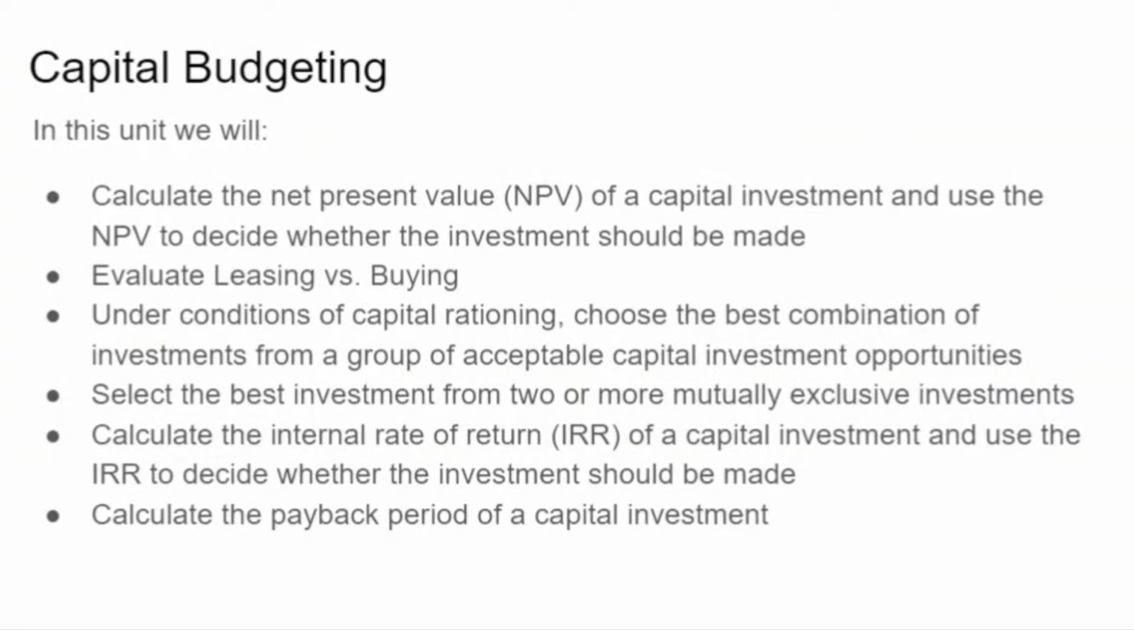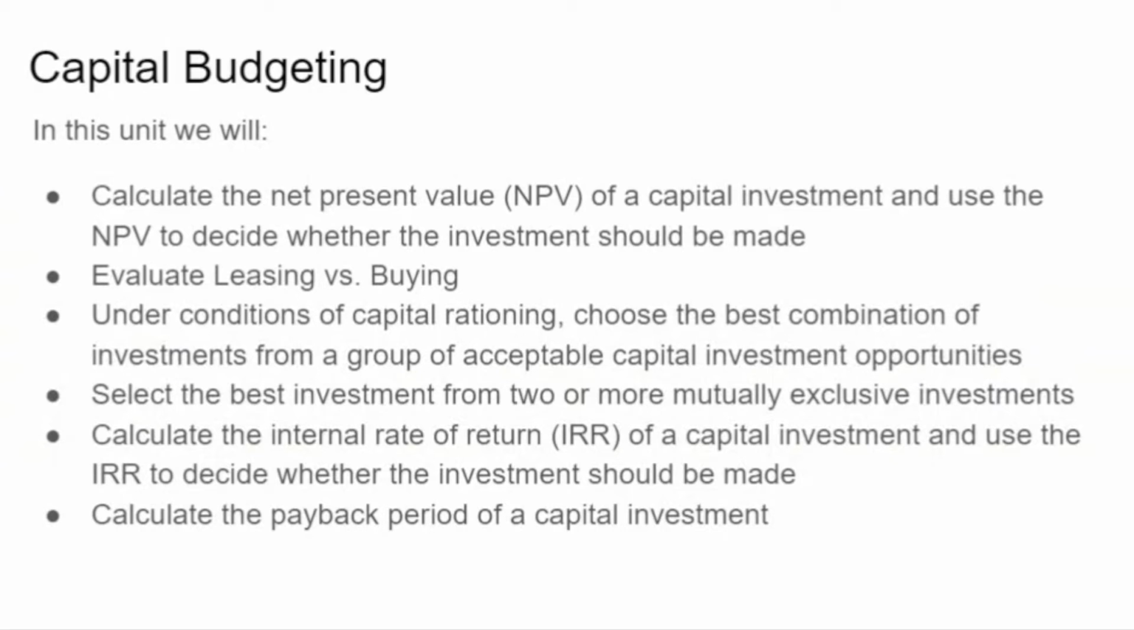We're going to evaluate leasing versus buying. That's a kind of a spin on this capital investment thing. Under conditions of capital rationing, we'll use the best combination of investments to group certain capital investments. All that means is that we have many choices. We can do this project, that project, or another project. Which one should we invest in? Considering we only have so much money, we can't do them all. So which one are we going to invest in?